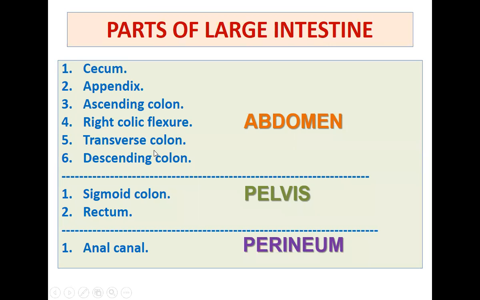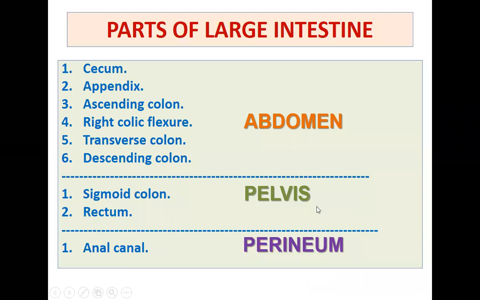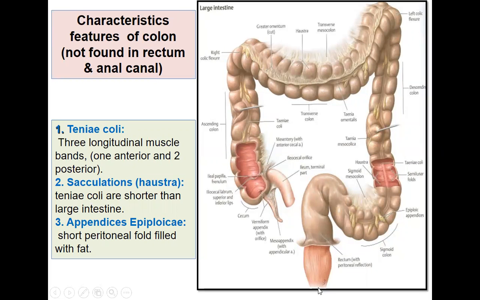Now, the remaining part will enter into the pelvis, especially the sigmoid colon and the rectum. If you see here, this S-shaped structure is called the sigmoid colon. It looks like an S shape, so it's called sigmoid. This is the sigmoid colon as well as the rectum. Both are present in the pelvis. And the last part will be the anal canal, which is present in the perineum. So these are the different parts of the large intestine present in the abdomen, pelvis, and perineum.